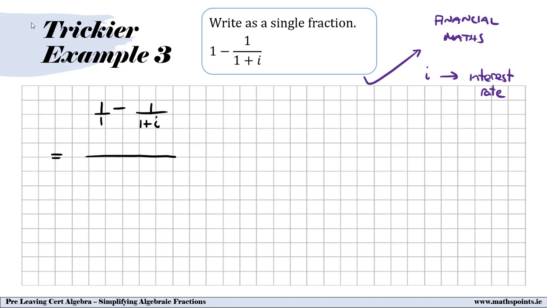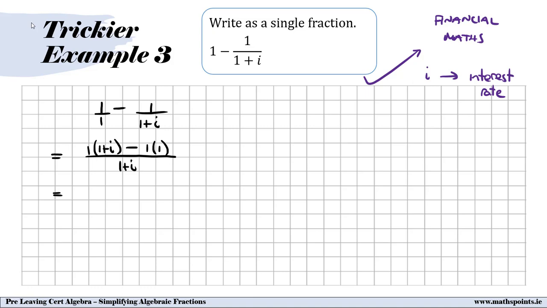So the question is, what's the common denominator going to be? It's going to be the lowest number that both 1 and 1 plus I can go into, and 1 and 1 plus I both go into 1 plus I. How many times does 1 go into 1 plus I? It goes in 1 plus I times, and so I'm going to have to multiply the numerator 1 by 1 plus I to make that an equivalent fraction, minus, how many times does 1 plus I go into 1 plus I? It goes in 1 time, and so I'm going to multiply the numerator 1 by 1.